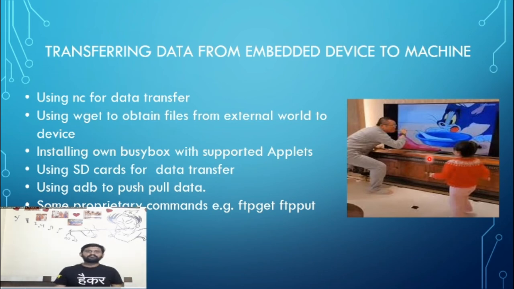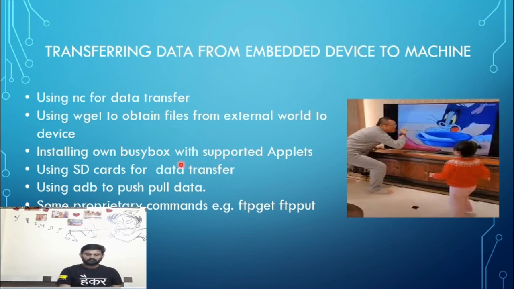So the easiest way is to use netcat. You start an NC listener on the device, feeding it that file, and then connect your laptop to that port using NC. You will get all the data. The second way is to download data from the internet to the device. We can use wget if wget is supported, or curl if curl is supported.